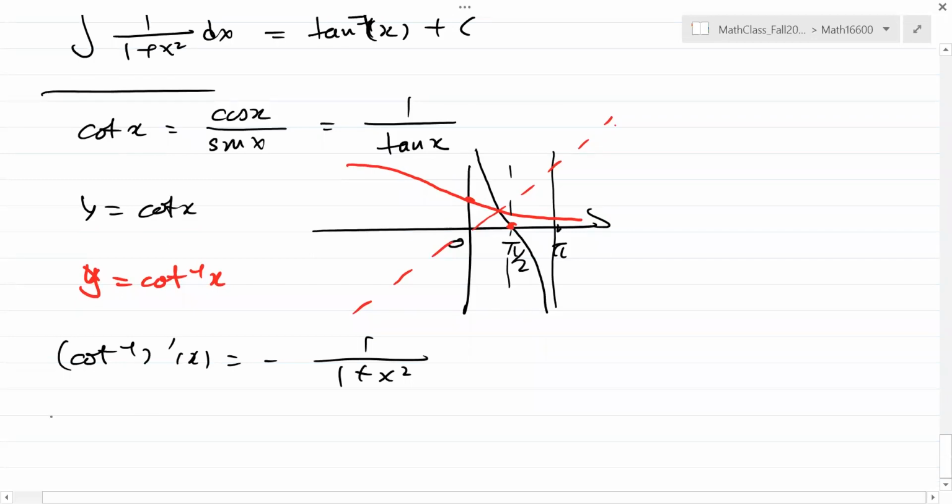So we know this is how we get the derivative for the inverse of cotangent x. All right. Let's see if any examples we can discuss. There are just too many. All of a sudden we have to study several.